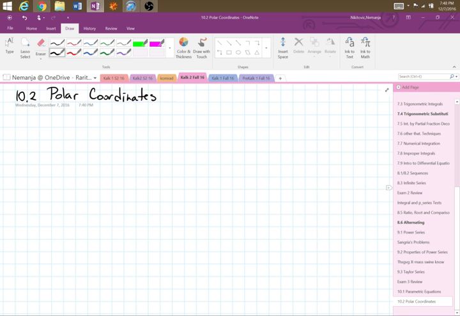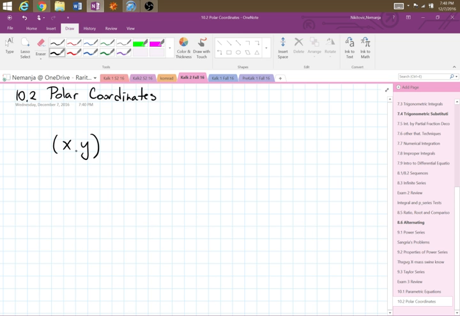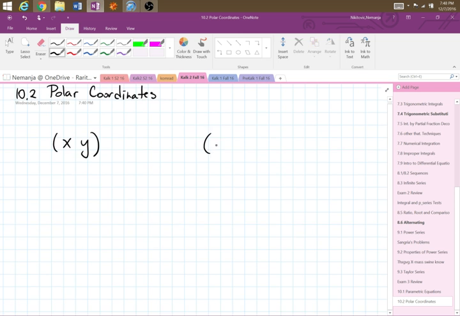What are polar coordinates? Well, let's first understand the differences, and hopefully it will be clear once you see how they behave. So r comma theta, that's what polar coordinates look like. You have your good old rectangular coordinates, also known as Cartesian, and then you have polar coordinates as r comma theta. r is the radius and theta is the angle.